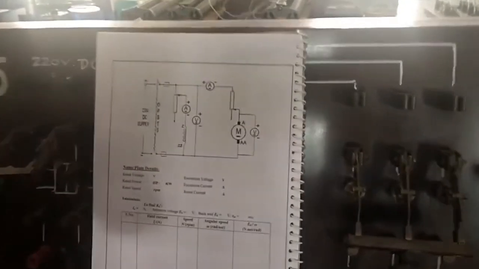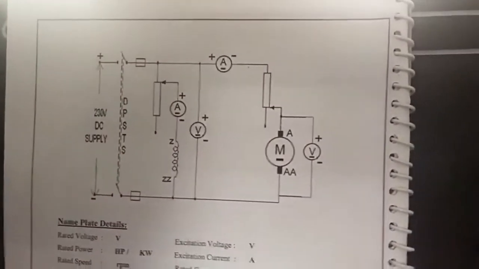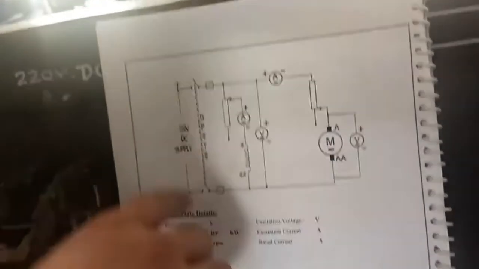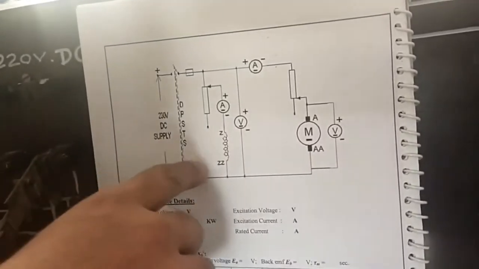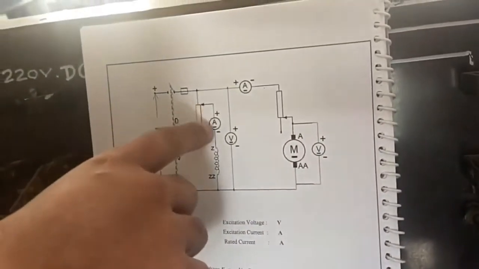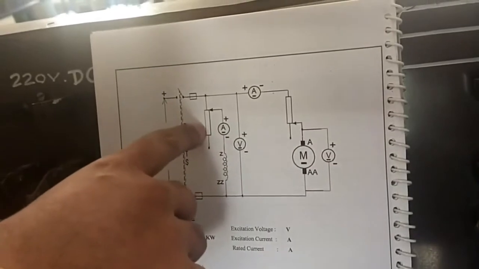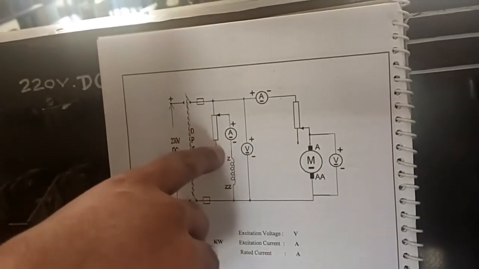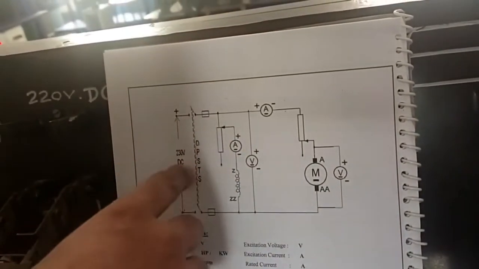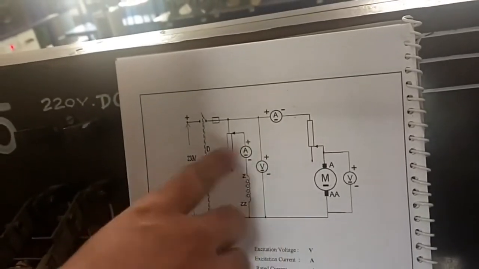Coming to the conduction part of the field controlled shunt motor. Here this is the circuit. Here we have the DC supply. The DC supply we are giving to the field winding through a rheostat and ammeter. So this is the field rheostat and this ammeter carries the field current. And now we need to measure the source voltage, for that we are connecting a voltmeter across the supply.